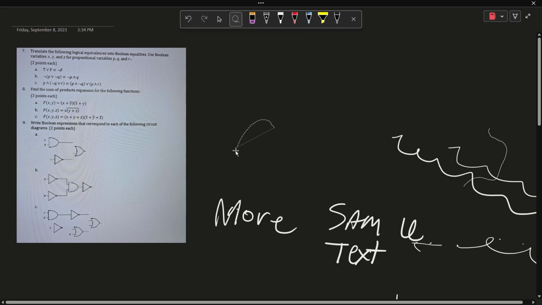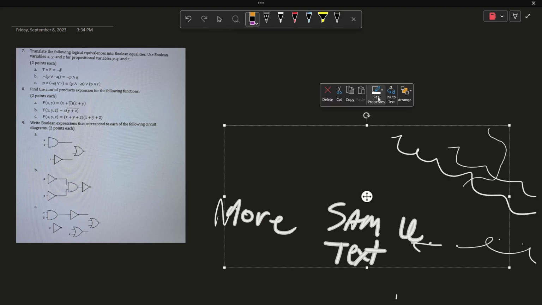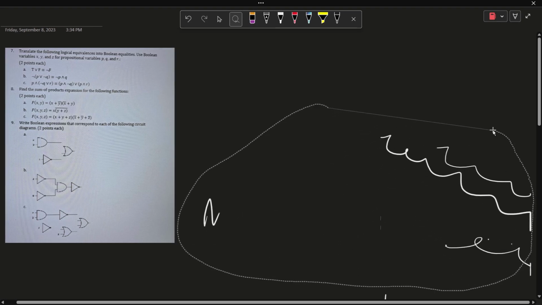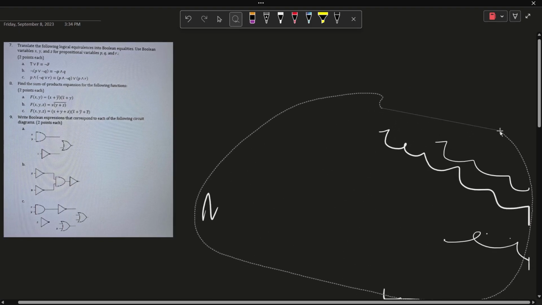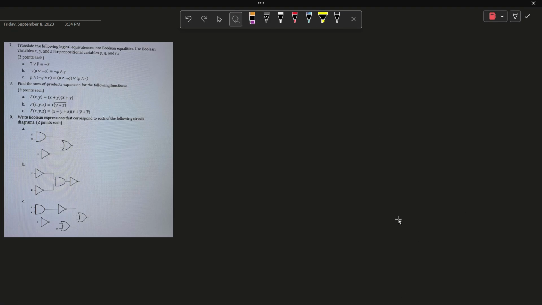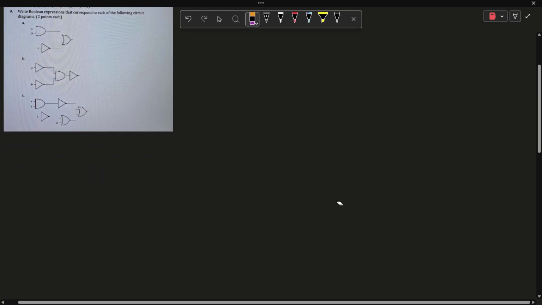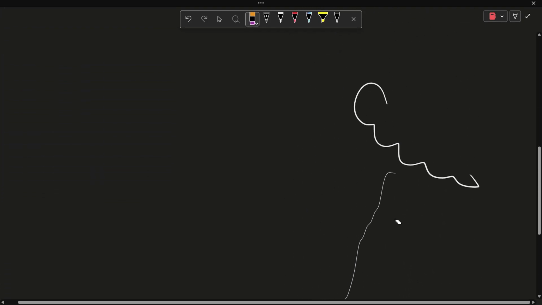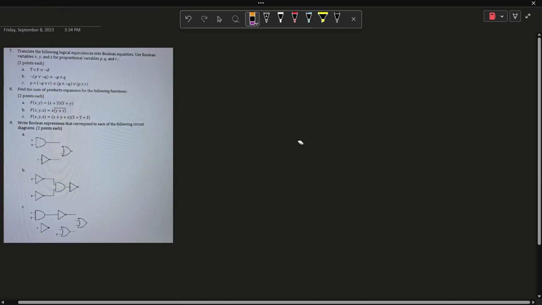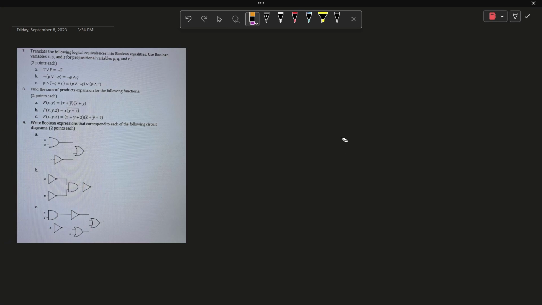Delete. Delete. Huh, I didn't get that. Delete. This should be good enough, I hope. There's some other stuff here. Okay. Move this over a bit.